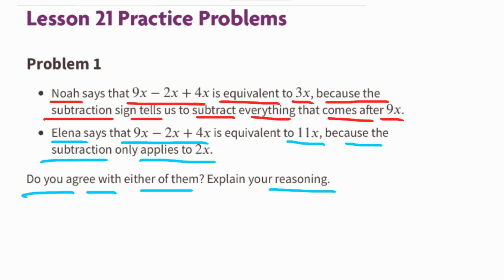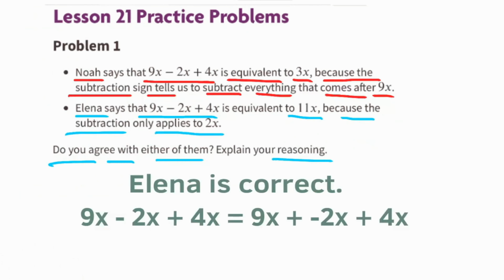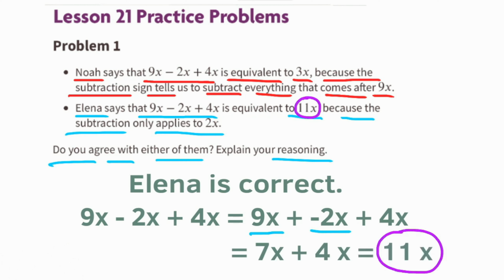Explain your reasoning. I agree with Elena because 9x minus 2x plus 4x is the same thing as 9x and a negative 2x plus 4x. 9x minus 2x is 7x, and 7x plus 4x is 11x. Since Elena is correct, I agree with Elena.